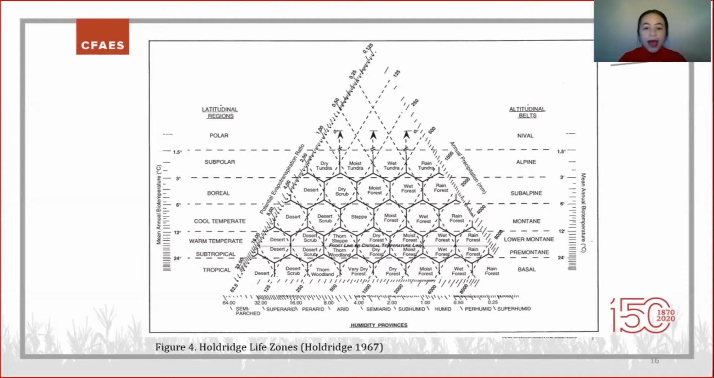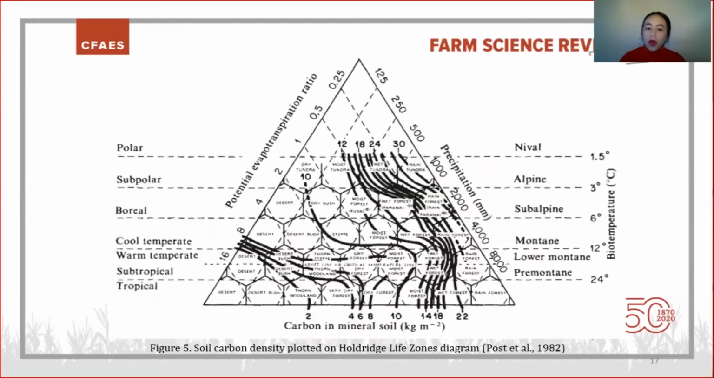If we think about Ohio, Ohio is pretty much around here in the cool temperate, the steppe, and the moist forest. So based on all of that information, put it into a diagram, and then we have an idea in the specific environment what the conditions are going to be. And then that will also help us to determine how the carbon is going to be, how much is going to be in there. And this is the work that was done by Post in 1982.